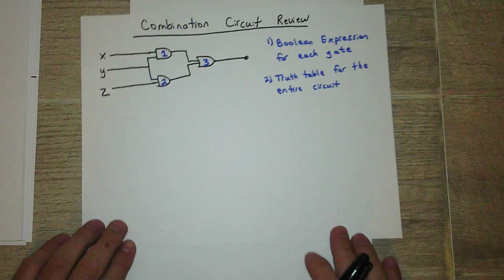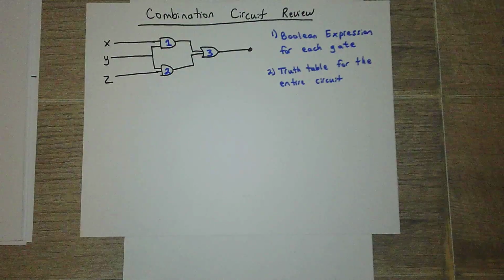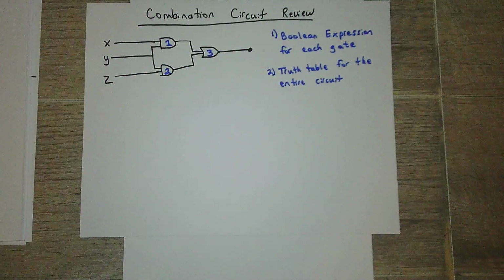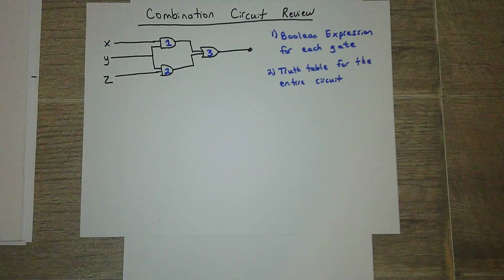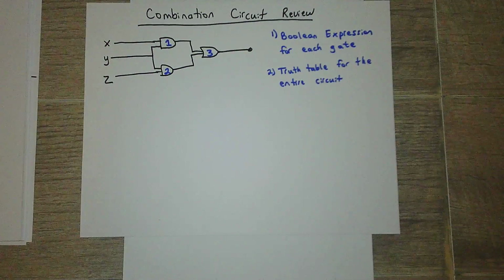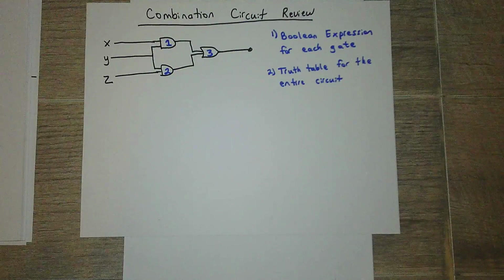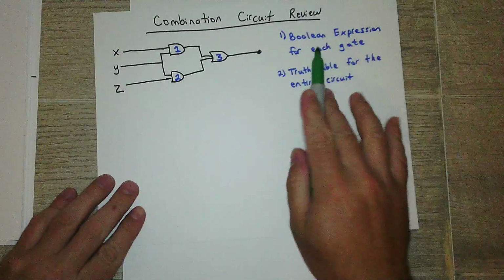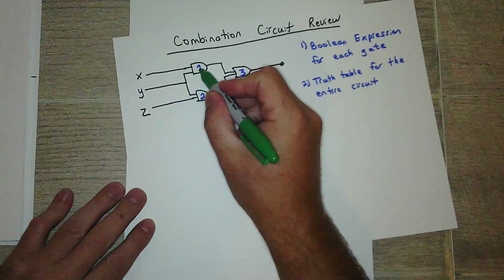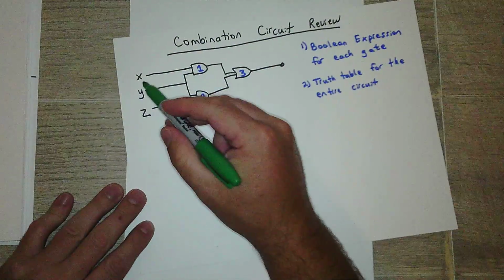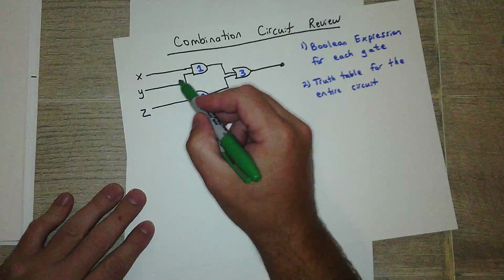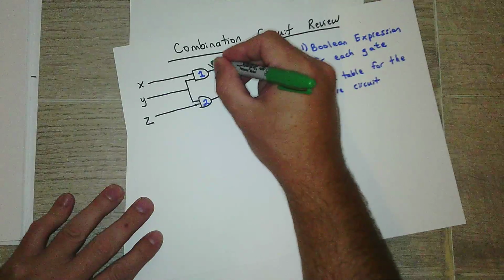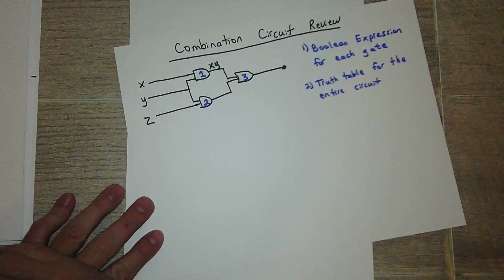So much like the question from yesterday, this will be the type of questions you'll see on the test on Monday. This one has 3 gates, 3 inputs. For this circuit, write the Boolean expression for each gate, and then do a truth table for the entire circuit. So, Boolean expression for each gate. This is an AND gate, and we have X as an input and Y as an input. So the output will be X and Y.